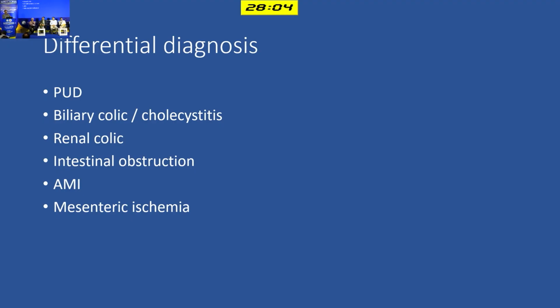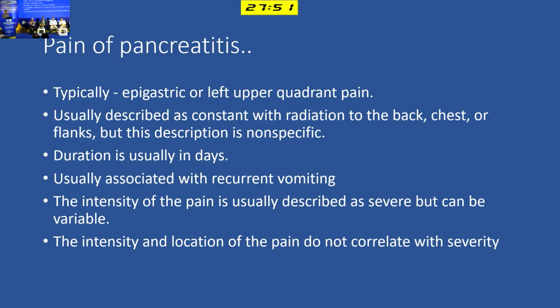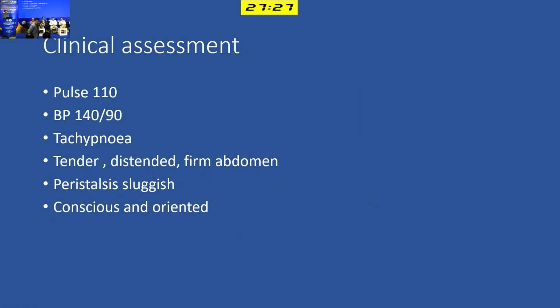Of course, as has been pointed out, recurrent non-voluminous vomiting goes in favor of acute events like either peptic ulcer disease, biliary colic or pancreatitis, and the duration of the pain usually suggests what type of pain it would be. So pain of pancreatitis is typically epigastric or left upper quadrant. It's described as a constant pain. It is a non-colicky type of pain with or without radiation. Duration is important. It is usually in days, not a few hours. Usually associated with non-recurrent, non-voluminous vomiting. Pain is described as severe but can be variable, and intensity and location do not correlate with the severity.